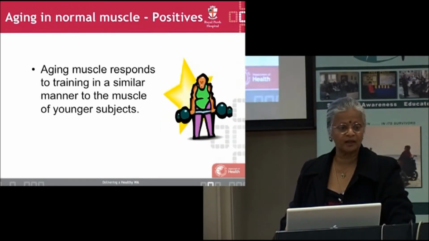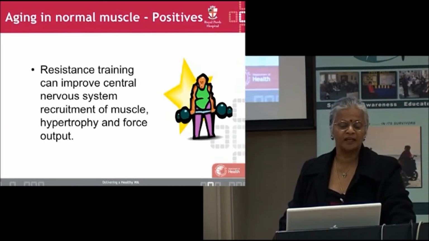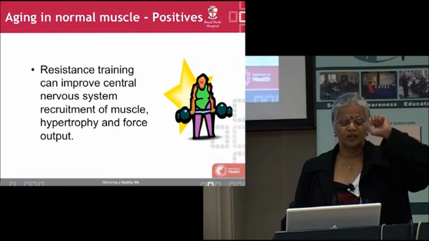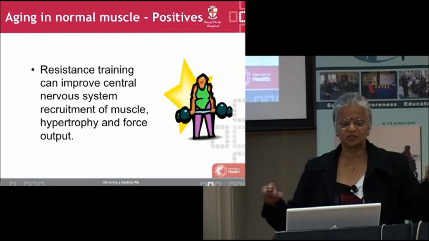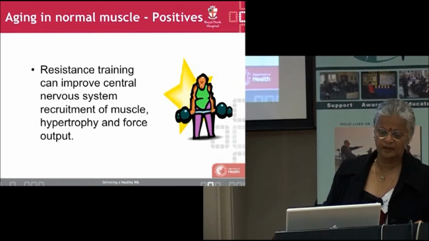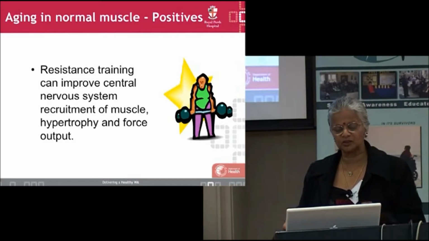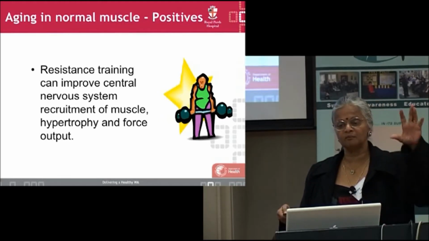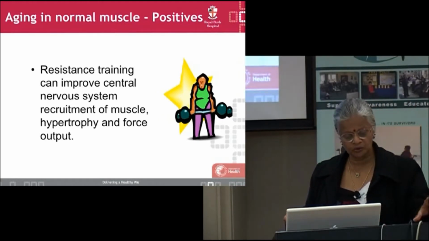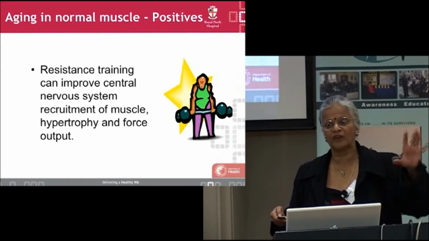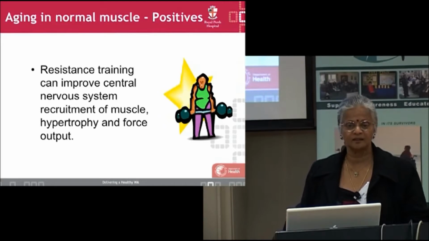Aging muscles respond to training. I've already said that 3 times now in 3 sessions. Resistance training can improve the central nervous system, that's your brain and spinal cord, recruiting muscles, and therefore they make the muscles larger. Resistance training is the way to make your muscles larger. Okay? And if you want more force in your muscles, you must lift weights. And today's demonstration, pushing something through water, is also resistance training. It just depends where you are. So if you're using water, something with a lot of air in it is like a weight that you'd lift on land.